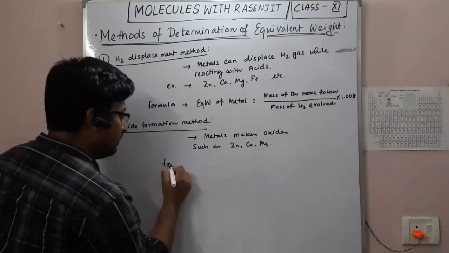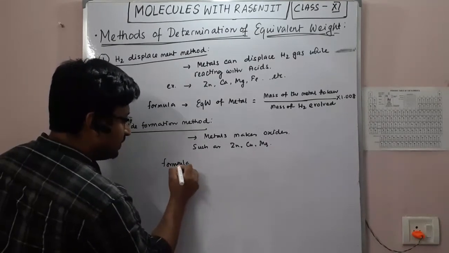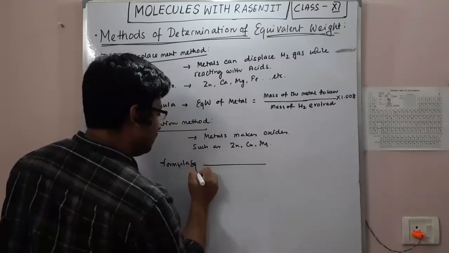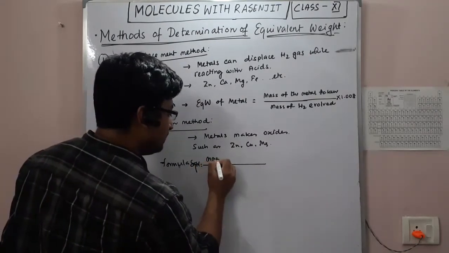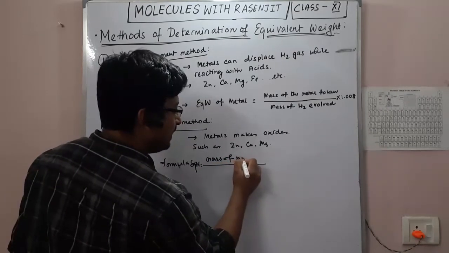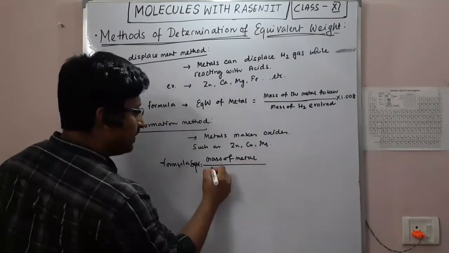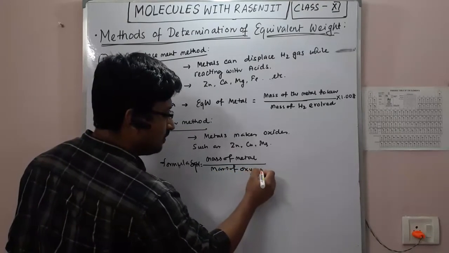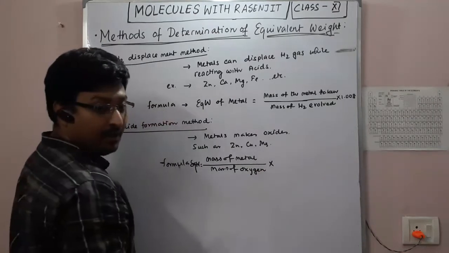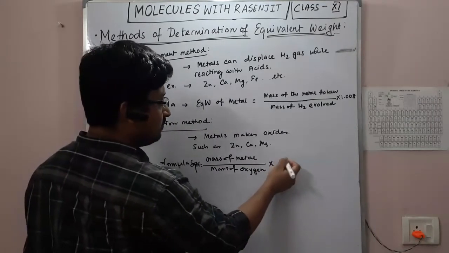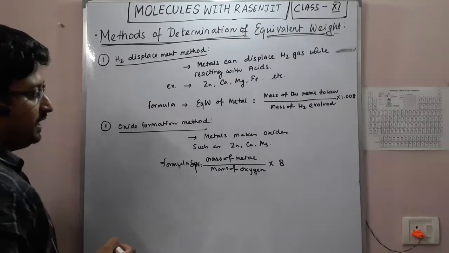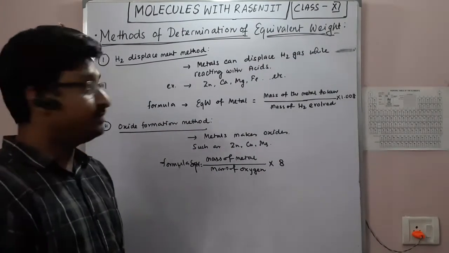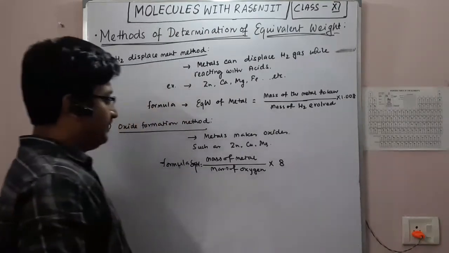In this case, what is your formula? Just like the first method, the equivalent weight is the mass of metal divided by the mass of oxygen, multiplied by 8. Okay.